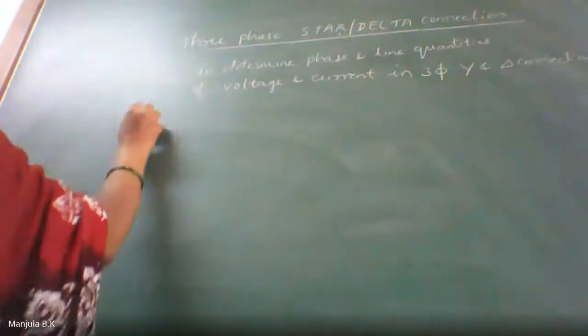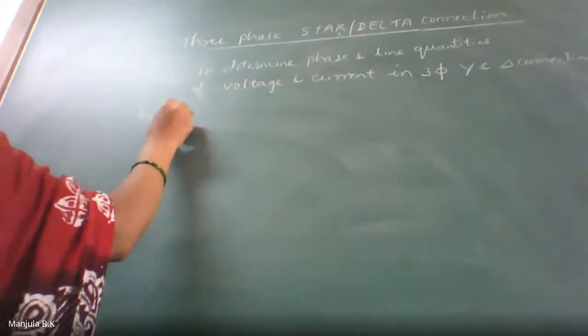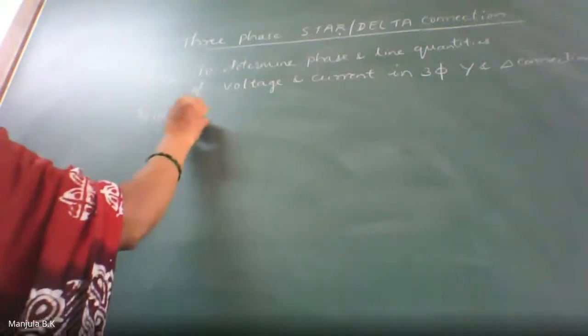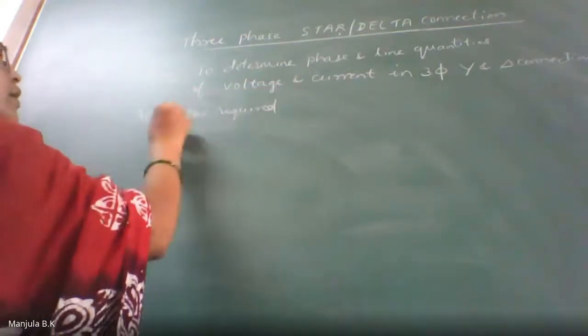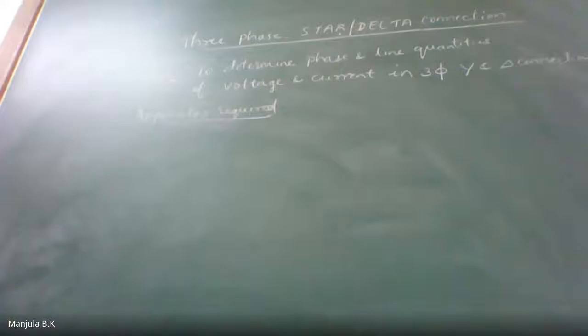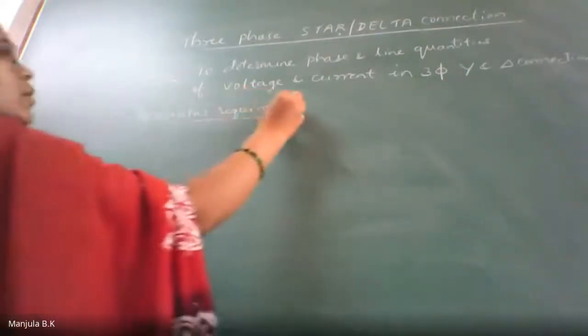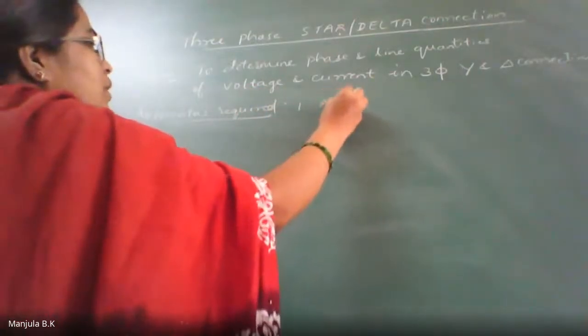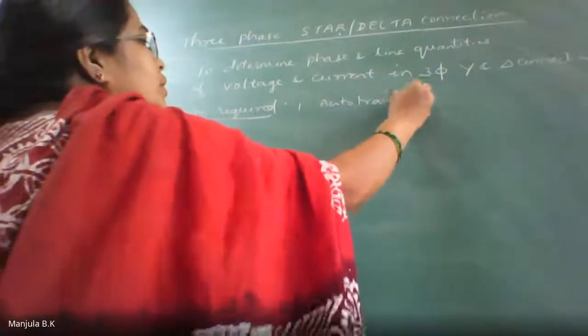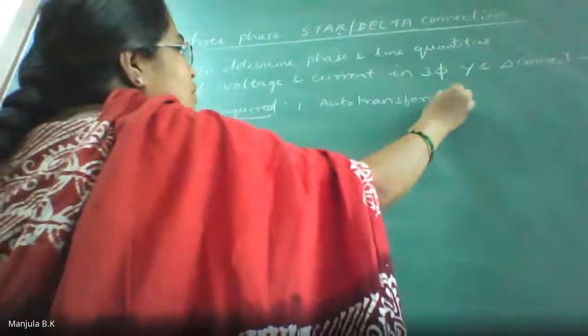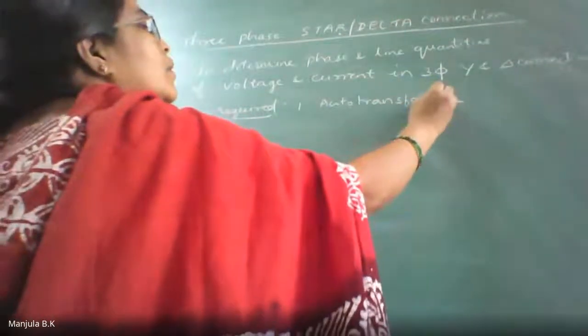So what are the apparatus required? Apparatus required: auto transformer to vary the input voltage.